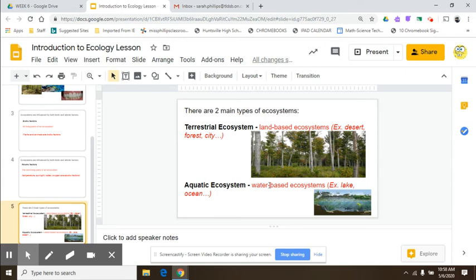So an aquatic ecosystem is anything that's based in the water. So an example would be like Fairy Lake or Lake of Bays. So any sort of lake, and then an ocean. Also, a swamp is an aquatic ecosystem. A stream is one. So those are the two main types of ecosystems.